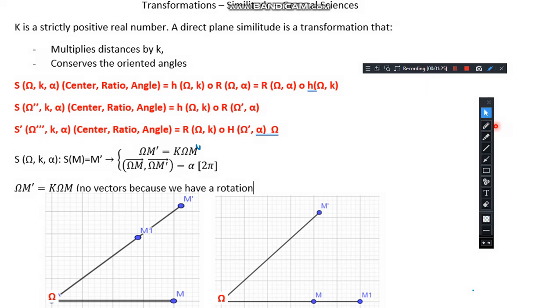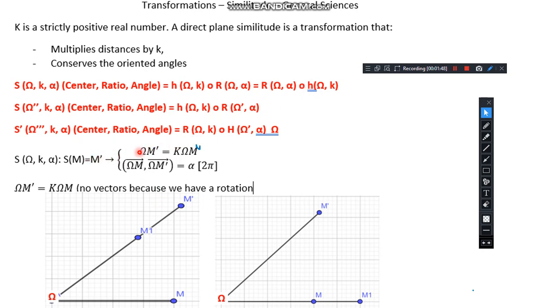Okay, and if you look at this picture, here I have a homothety of center omega. If you have a point M, rotate it to a point M1, then do the dilation, you're going to get M prime. And if you do the dilation first, and then the angle alpha, you can see that these two are the same. So that's why h ∘ r is the same as r ∘ h.